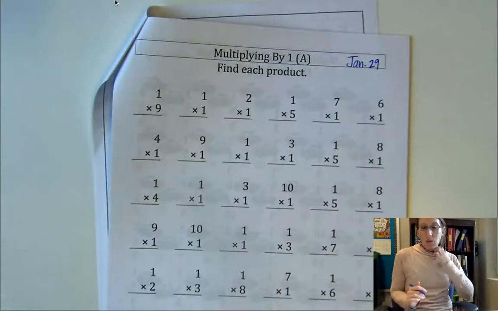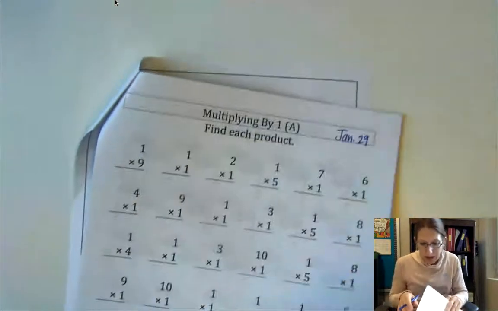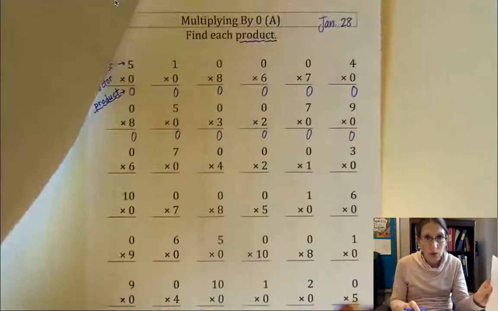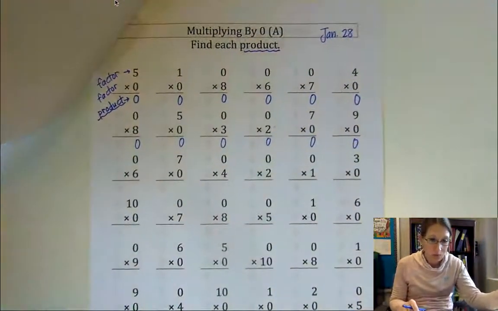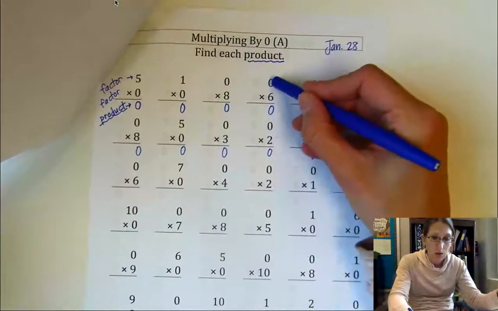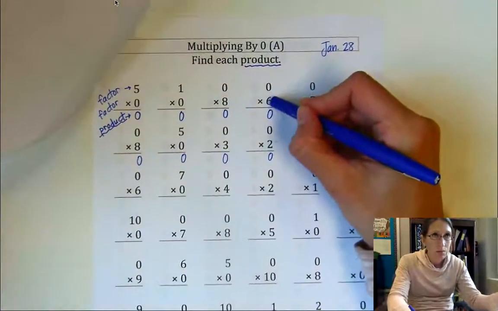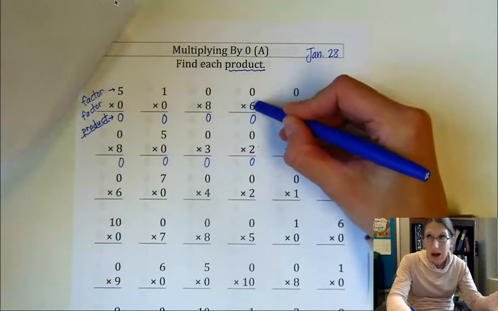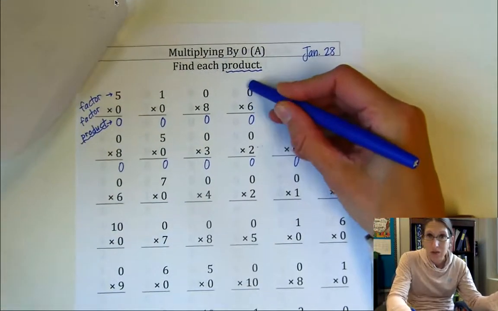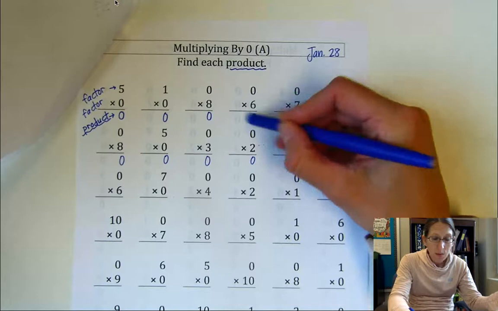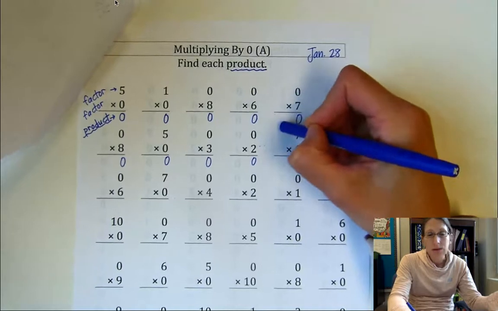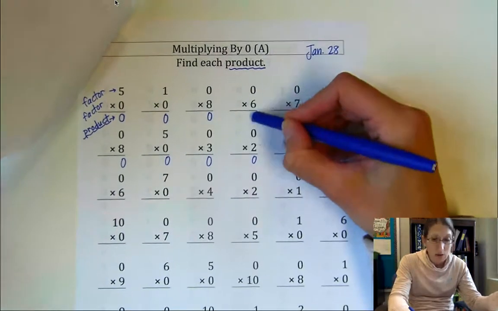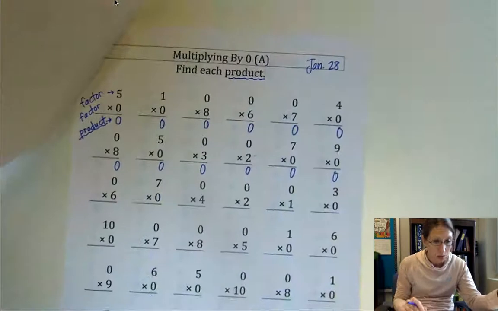Now, yesterday we practiced multiplying by 0. And anytime we multiply by 0, the answer is 0, right? If you have the number 0 6 times, you still have 0. If you have the number 6 0 times, you still have 0. You still have nothing. So when multiplying by 0, the answer, the product, is always 0.